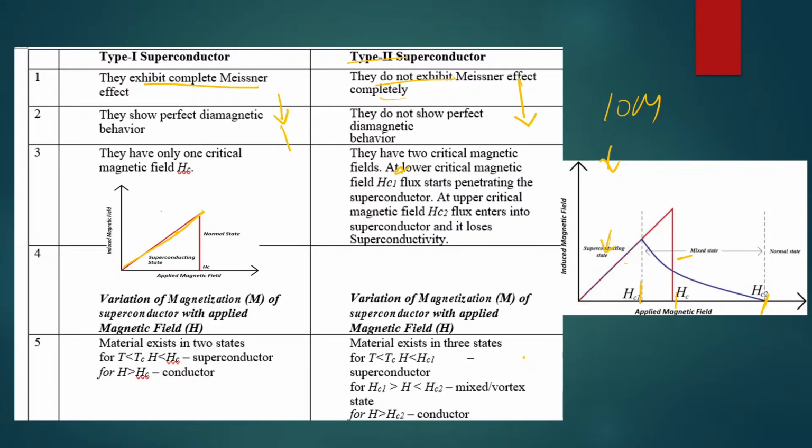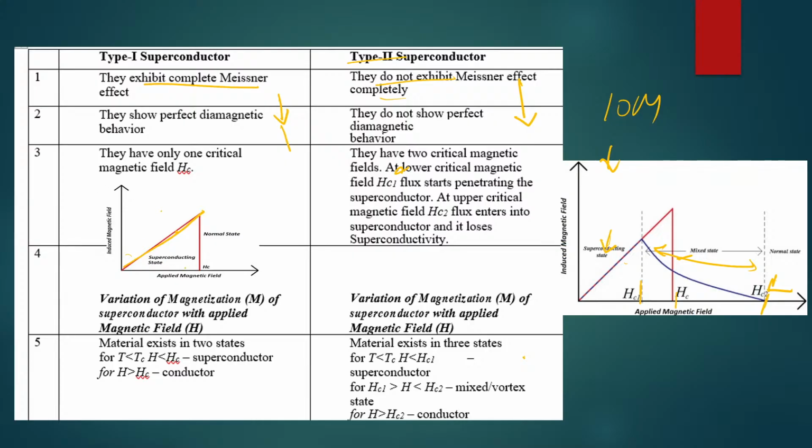Okay, so here you see that this is your superconducting state, here this is your mixed state, and after Hc2, the whole superconductor is converted into the normal conductor. And the mixed state is what? The material is behaving like a superconductor and also like a normal conductor. Okay, this much you have to write.